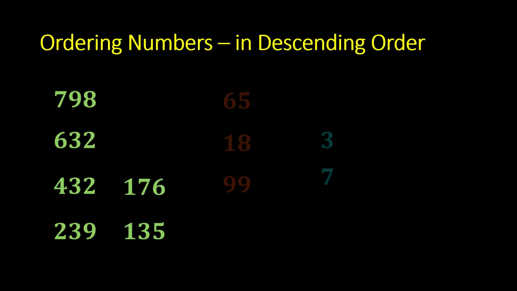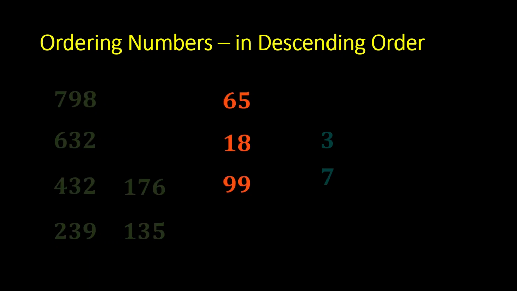Now let's consider the 2-digit numbers. Again, these don't seem to be in order. Take a look at the leading digits. We need to move 99 to the top, as shown here. And now the numbers are in order. And finally, for the 1-digit numbers. Again, we need to put these in order, so now we have 7 followed by 3.